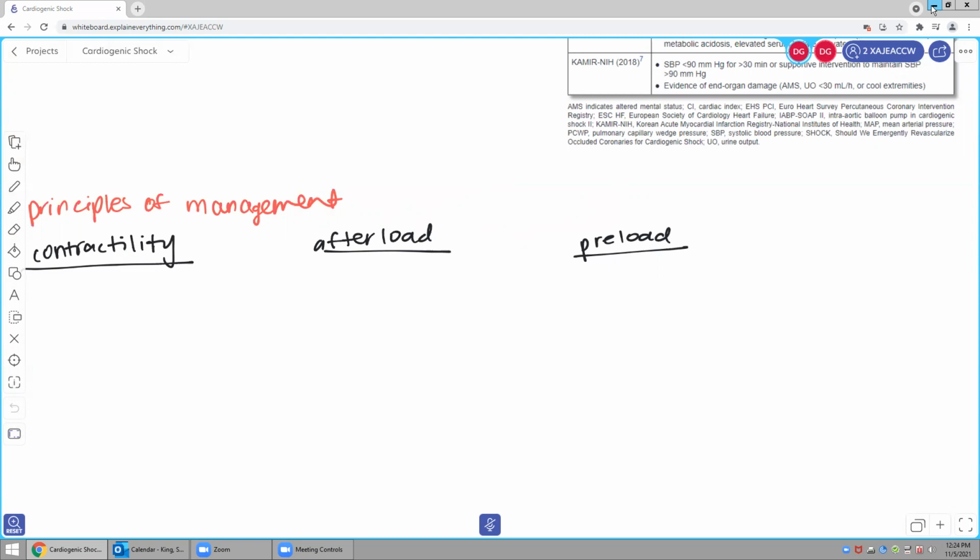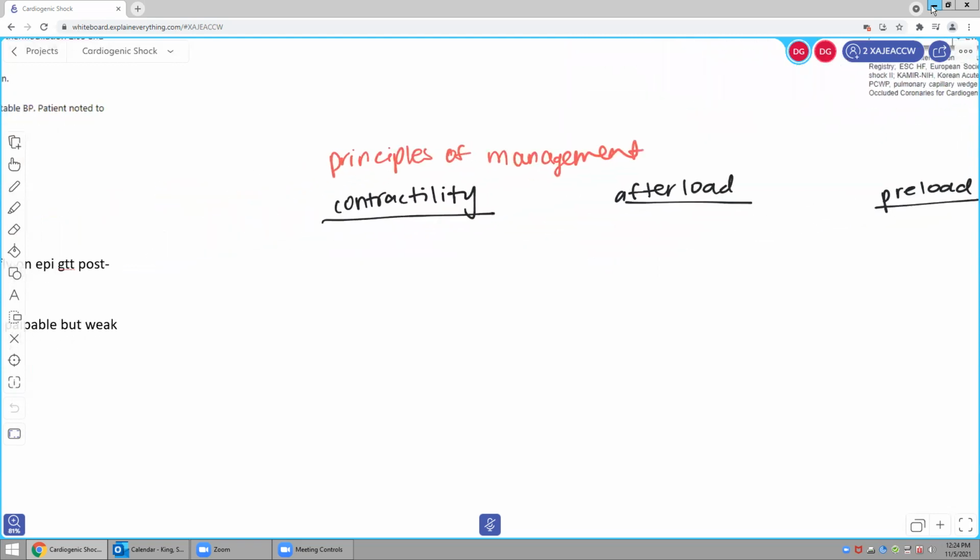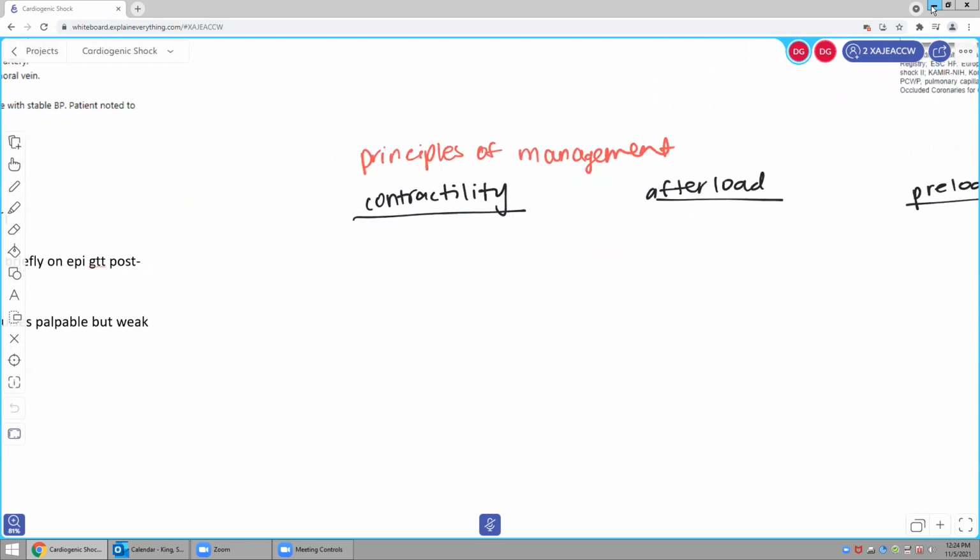So contractility, somebody said dobutamine. Great, tell me what dobutamine is. Yeah. Yes. So it does act directly on beta 1, but it acts on one other type of receptor predominantly. What's that other type?